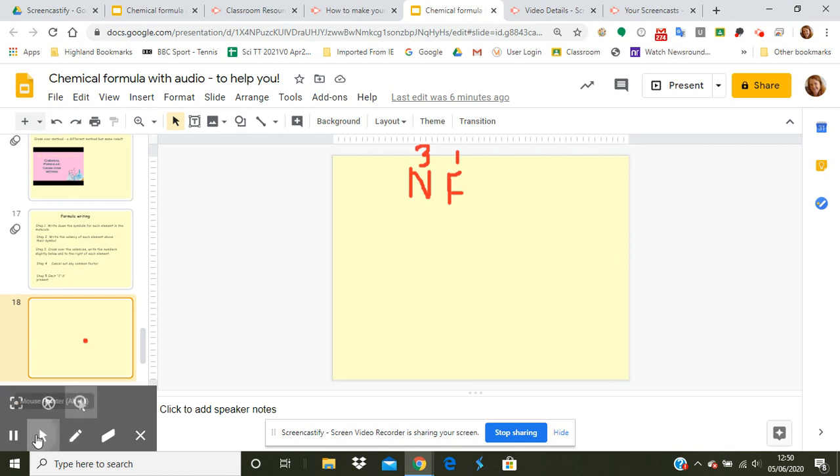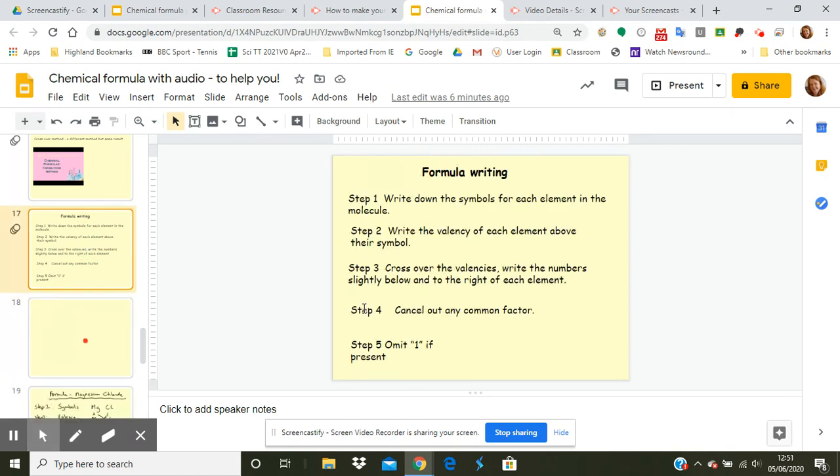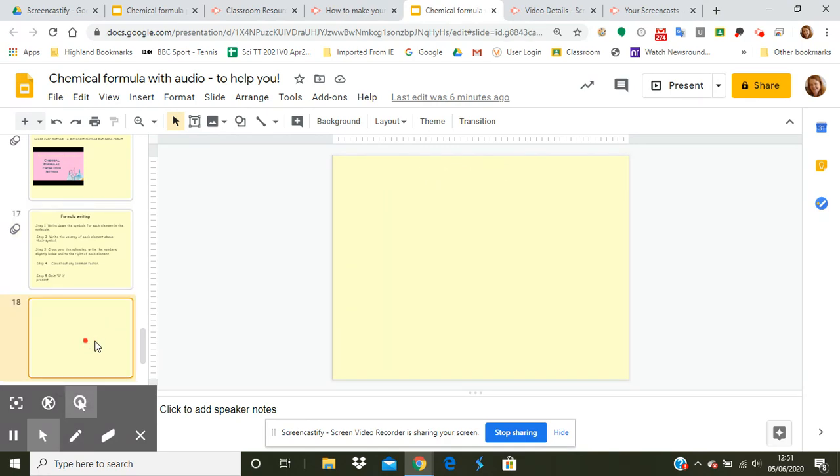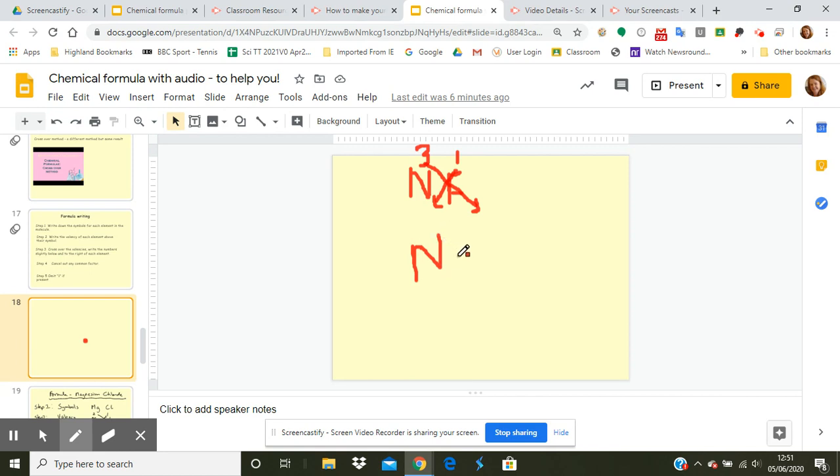So if we go back, what's the third thing we're meant to do? We're meant to cross over the valences, and write the numbers slightly below and to the right of each symbol. That's your subscript numbers, but we can worry about that in a minute. So what does that mean? Cross over: that 3 goes there, that 1 goes there. It's a bit of a mess, so we rewrite that and say N with 1 there and fluorine with 3 there.